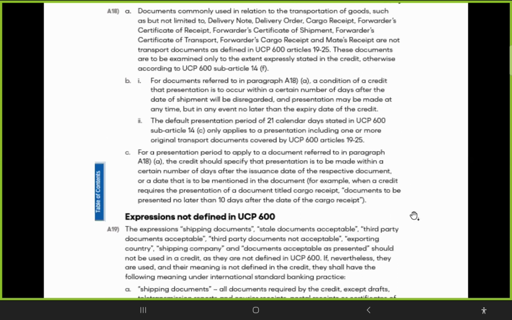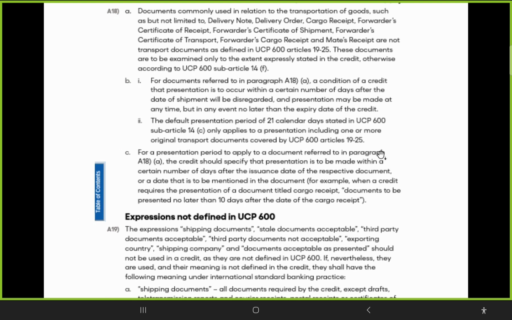For a presentation period to apply to a document referred to in paragraph A18A, the credit should specify that presentation is to be made within a certain number of days after the issuance date of the respective document, or a date that is to be mentioned in the document. For example, when a credit requires presentation of a document titled cargo receipt, documents are to be presented no later than 10 days after the date of cargo receipt. So this is what we saw in the example.